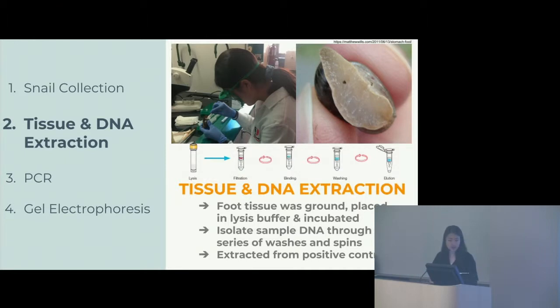The tissue was then ground and placed in a lysis buffer, and it was incubated to break it down. I was able to extract the DNA by isolating it through different washes of buffers and other solutions that got rid of the fats, sugars, and proteins within the sample. I also included a positive snail from the Bishop Museum, which served as a positive control, so that I could later track whether my samples compared to the positive control that contained the rat lungworm parasites.